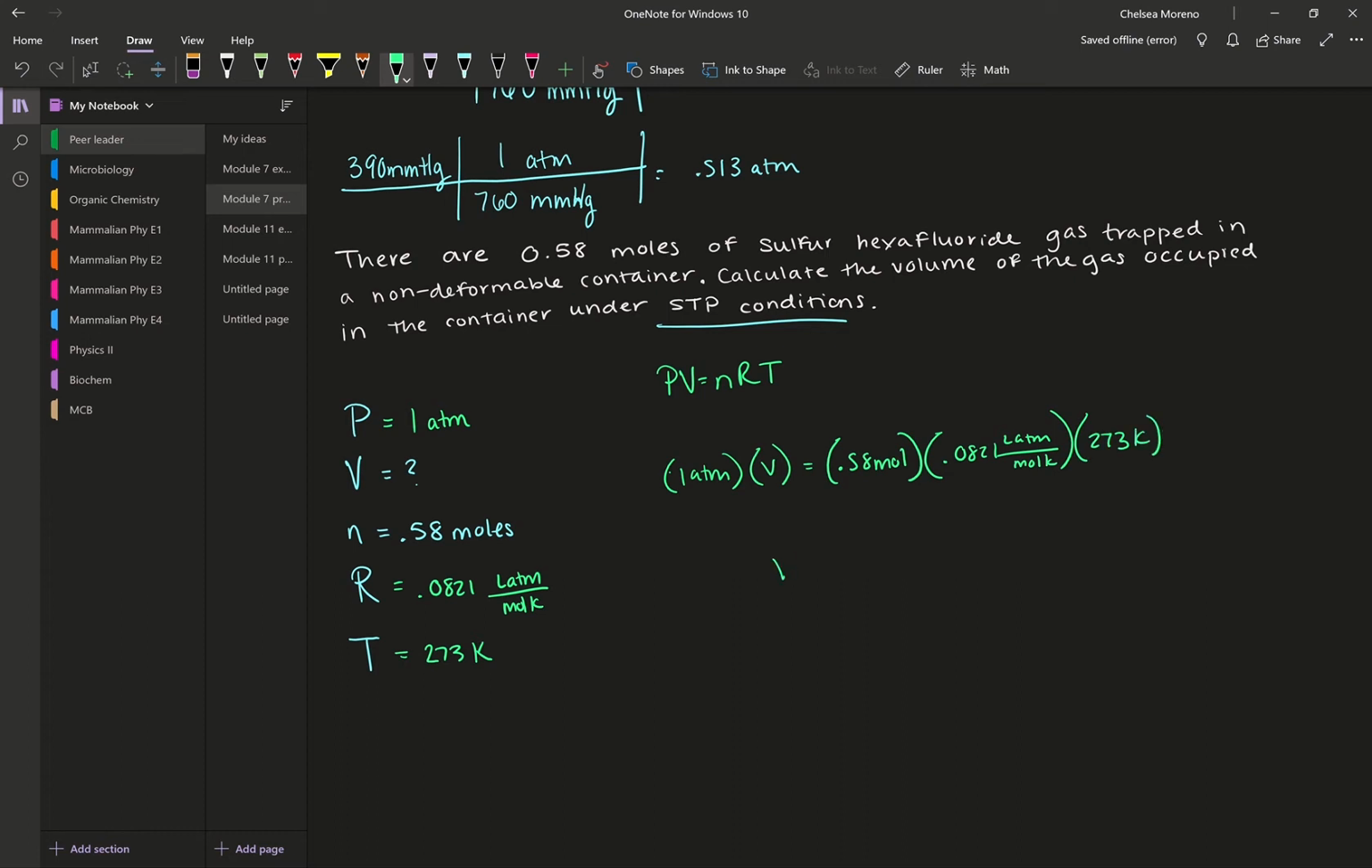So once I do the math of this, I can find that my volume here is equal to, actually let me do that on my calculator. I don't have the answer written down. So we have 0.58 times 0.0821 times 273. So this should equal 12.99, around 12.99 or 13 liters. So that should be the answer for this one.